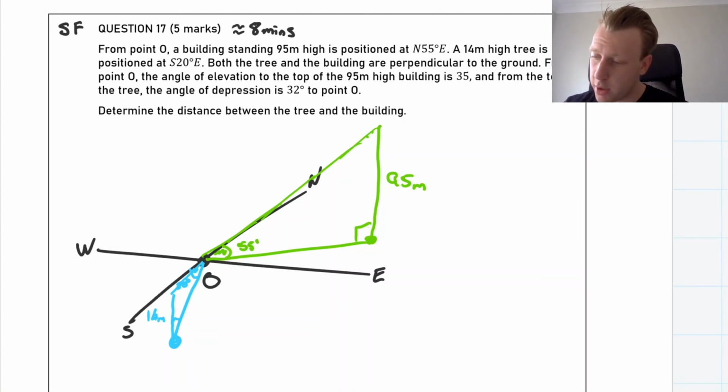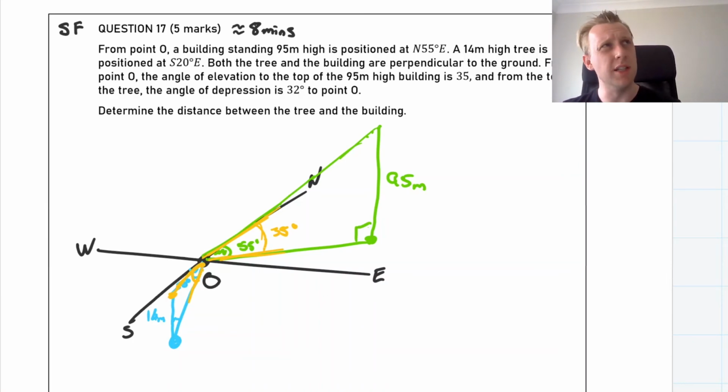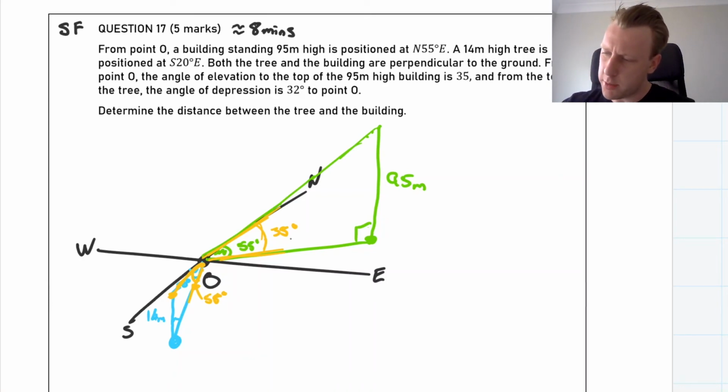So from point O, the angle of elevation to the top of the tree is 35. So if you can imagine here, like from this point and that there, 35 degrees. And the angle of depression from the top of the tree down here is 32. So if you go in the backwards way of angle of depression, 90 minus 32, you're going to have 58 degrees in that little plane there. Right. So we want to determine the distance.